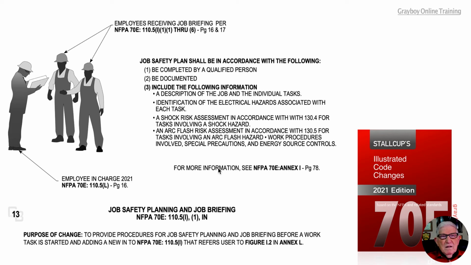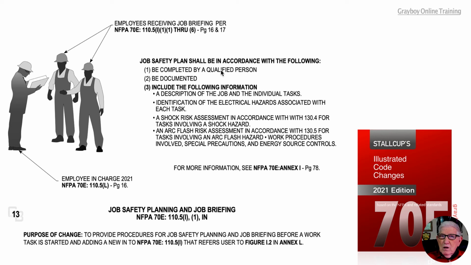Now, the employees are basically reviewing and receiving a job briefing on this particular job task that's going to be performed in accordance with 110.5L 1 through 6, page 16 and 17 in 70E. Now, basically, the main callout here: job safety plan should be in accordance with the following. Be completed by a qualified person.